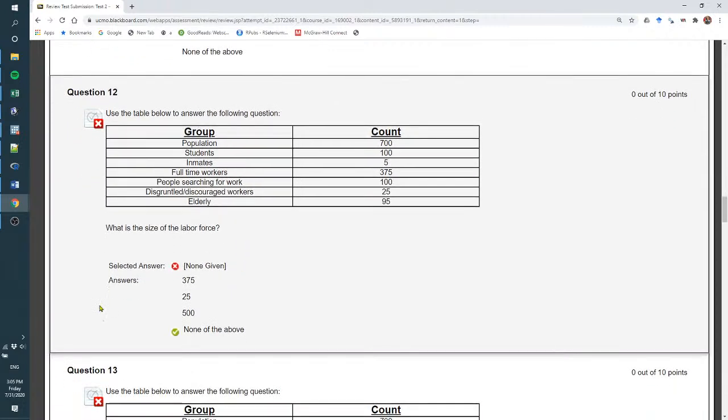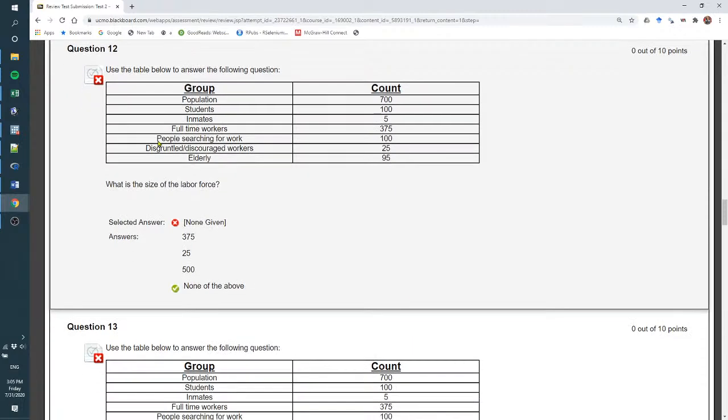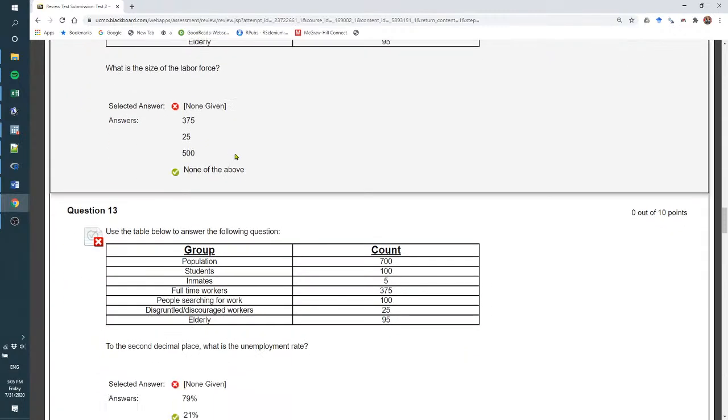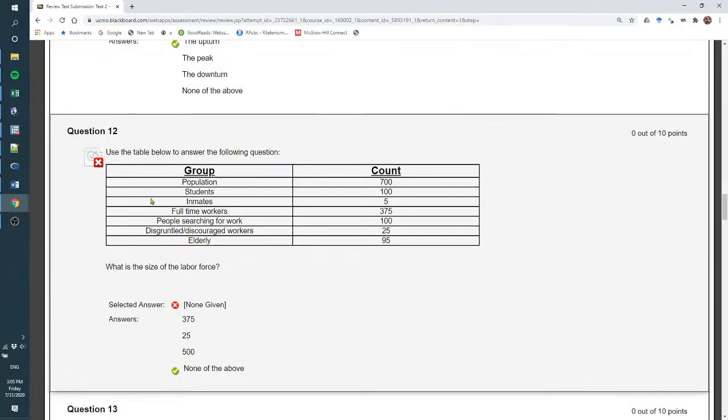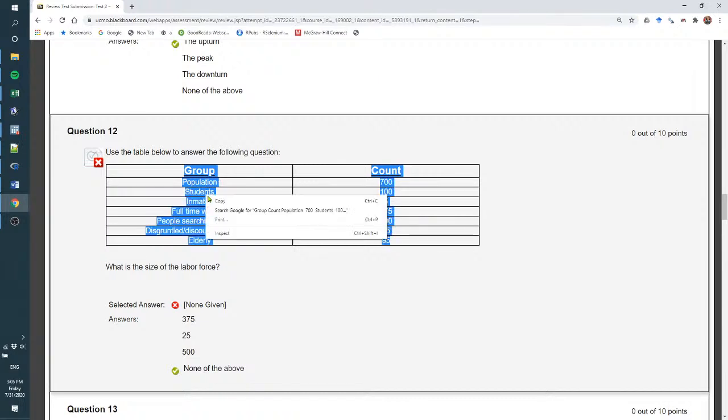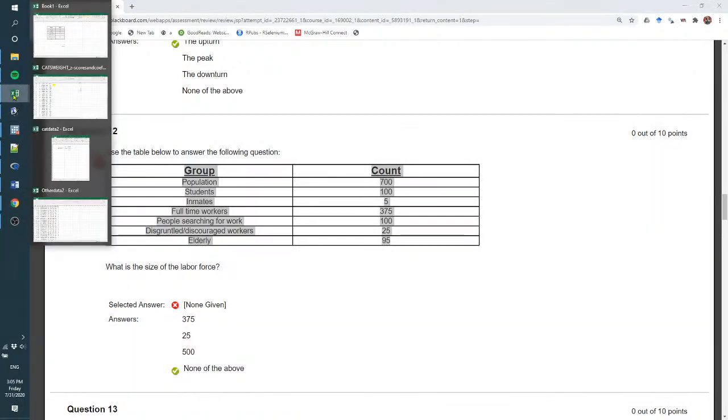Question number 12. All right, this is one of those that I'm going to return to my Excel spreadsheet to help you answer. We're going to do 12 and 13 on the Excel spreadsheet. All right, so I'm just going to copy this, open up my old spreadsheet.